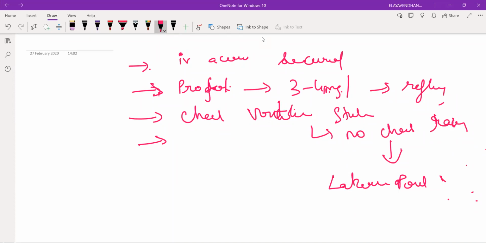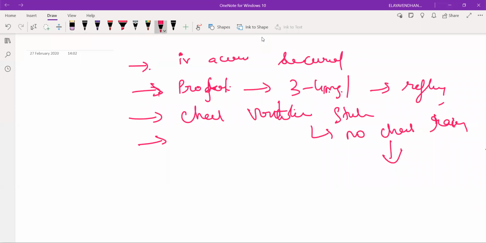How is lateral position going to help? Lateral position pulls the tongue forward away from the obstruction, because in supine position, due to gravity, it is falling down.